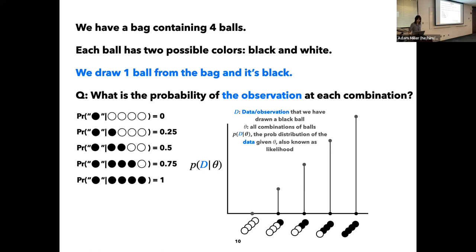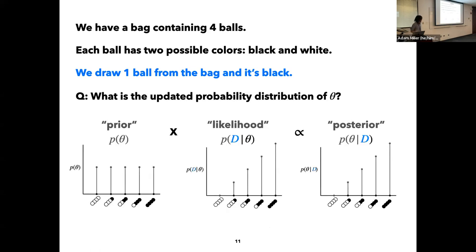This is just repeating the information, so let's take a look. Prior times likelihood. The prior is uniform here, and the likelihood is this linear relation, and we multiply them together. That's our updated understanding of theta after an observation of a black ball. So what we do here is, for each state, those are, say, four white balls.